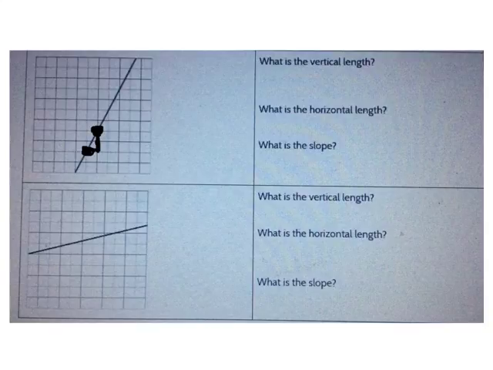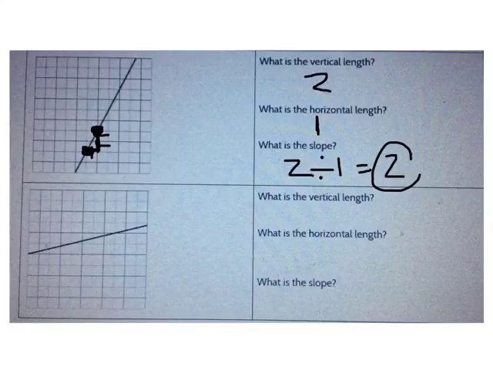What is the vertical length of the triangle that I've drawn? It's 2. 1, 2. What is the horizontal length of the triangle that I've drawn? It's 1. What is the slope? The slope is 2 divided by 1, which is the same as 2. Remember, I can find the slope by dividing the vertical length by the horizontal length.